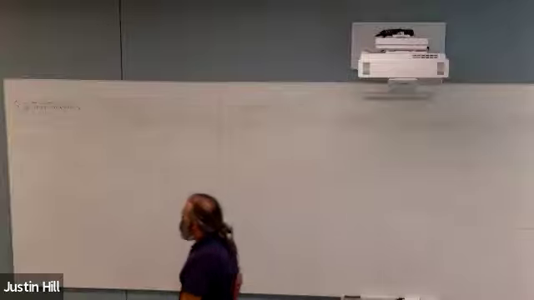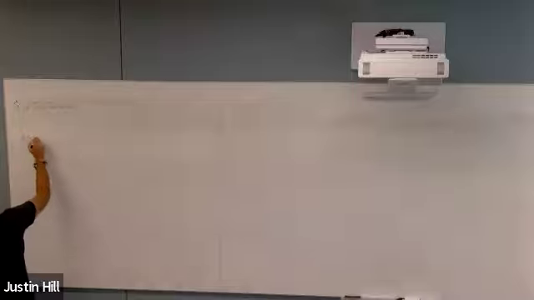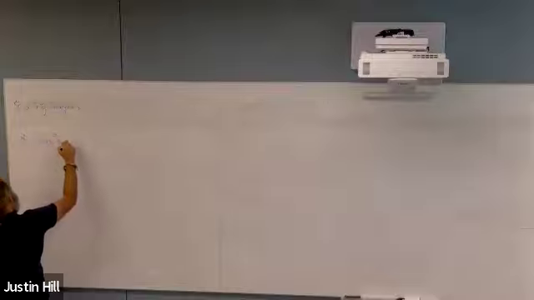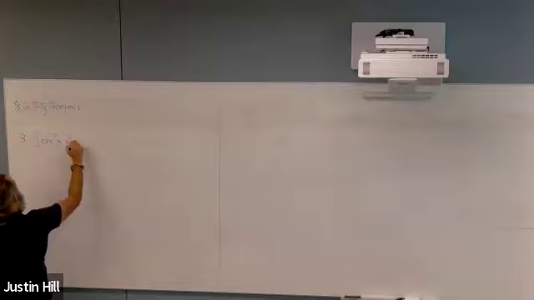Let's start with something like this. This is an 8.2, number 3. They want you to do the integral of cosine of x to the 5th power times sine of x.